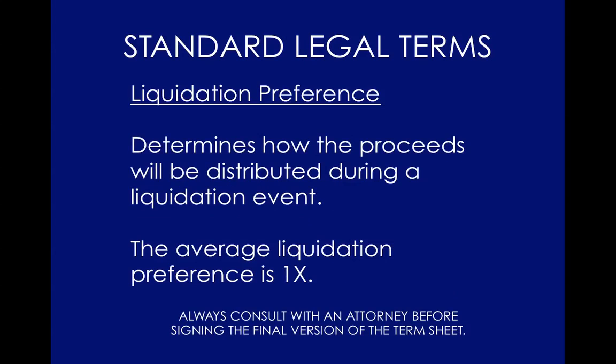The next one's liquidation preference. It determines how the proceeds will be distributed once there's a liquidation event. So if the company goes public, if the company is acquired, how will they distribute the proceeds? Now, the average liquidation preference I see is about 1 times. So again, consult with an attorney, but if you see something higher than 1 times, then it's kind of a red flag. You want to ask your attorney about that.